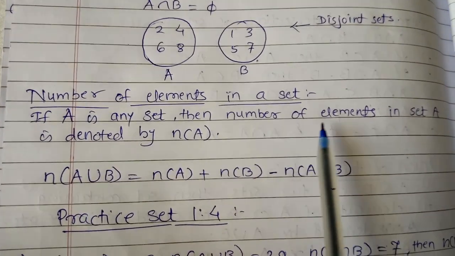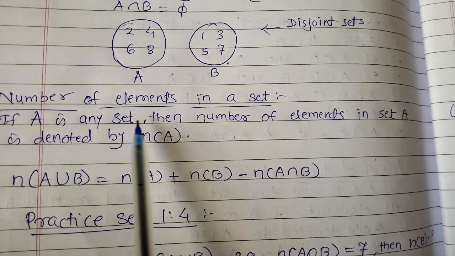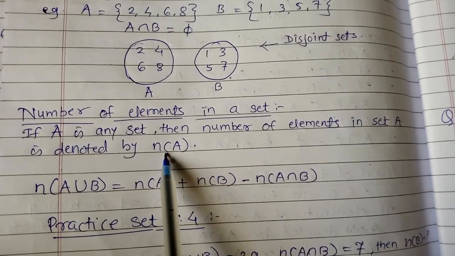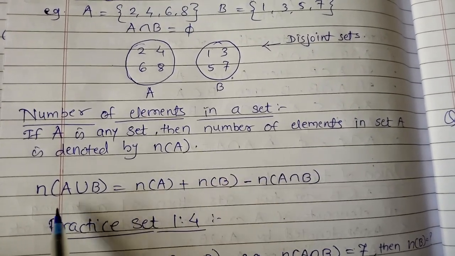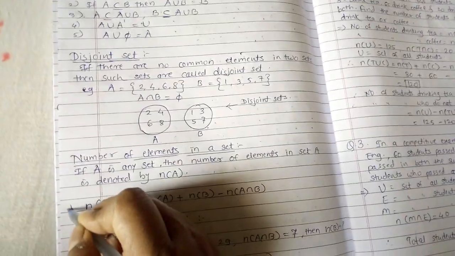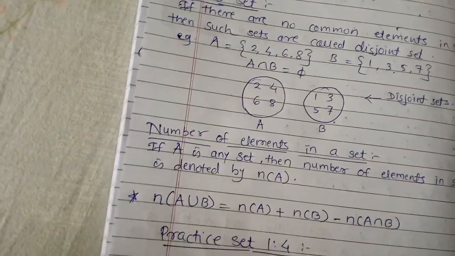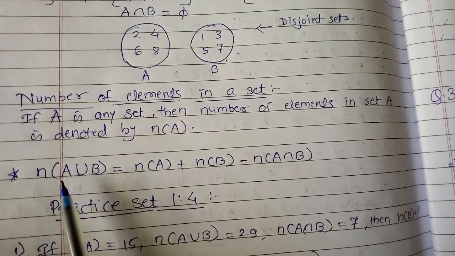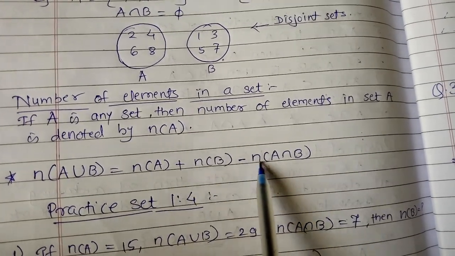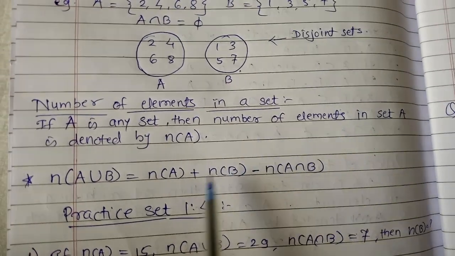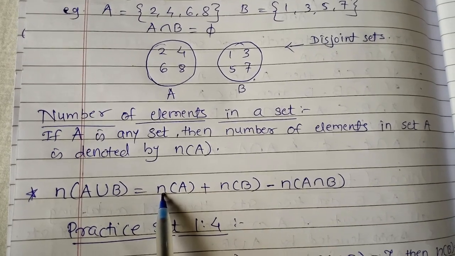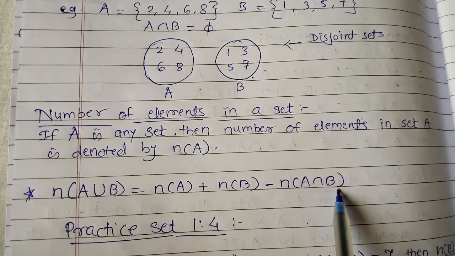Now see the number of elements in a set. If A is any set, then the number of elements in a set is denoted by n(A). We have to write a small n, a round bracket, and A. So there is one very important formula. It is also called the addition property formula. So n(A union B) is equal to n(A) plus n(B) minus n(A intersection B). Remember this formula.